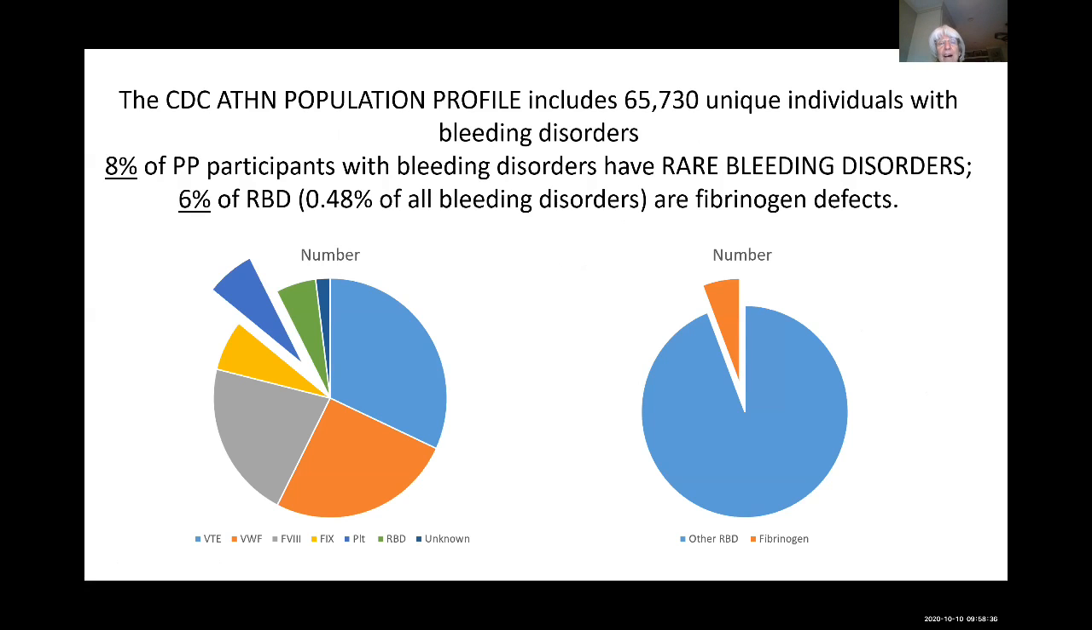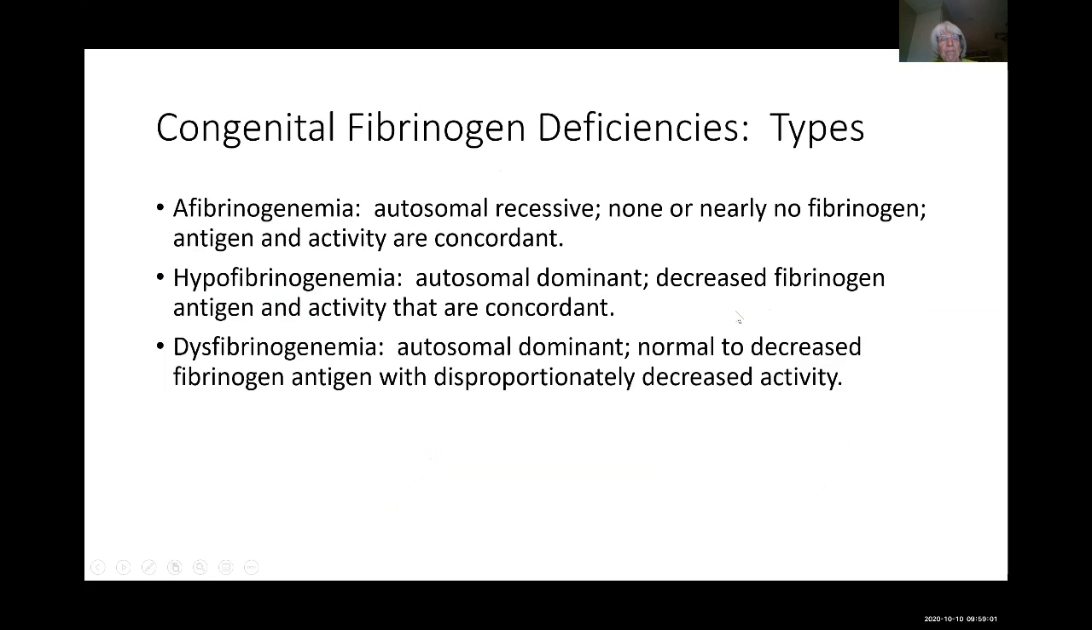Dr. Acharya did talk about how rare afibrinogenemia is, but it turns out that only 0.5% of all bleeding disorders are fibrinogen defects. And this was from our national US surveillance study, Community Counts, that includes 65,730 unique individuals, and only 0.5% had a fibrinogen defect.